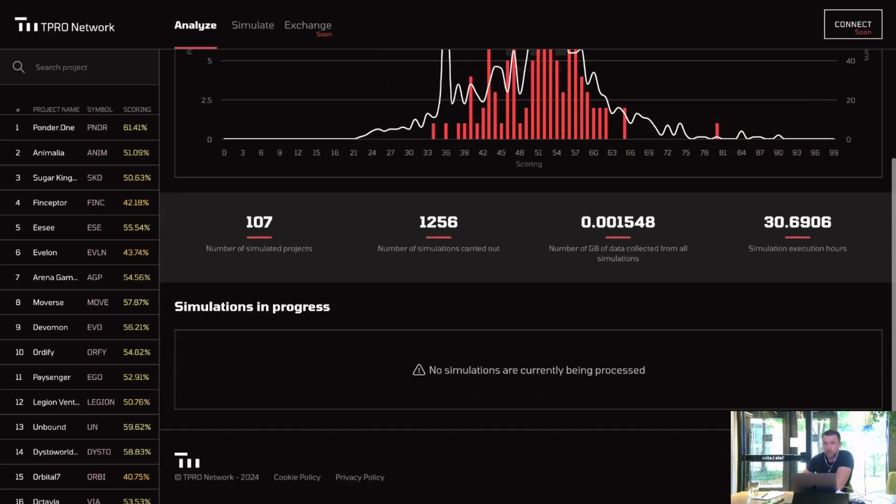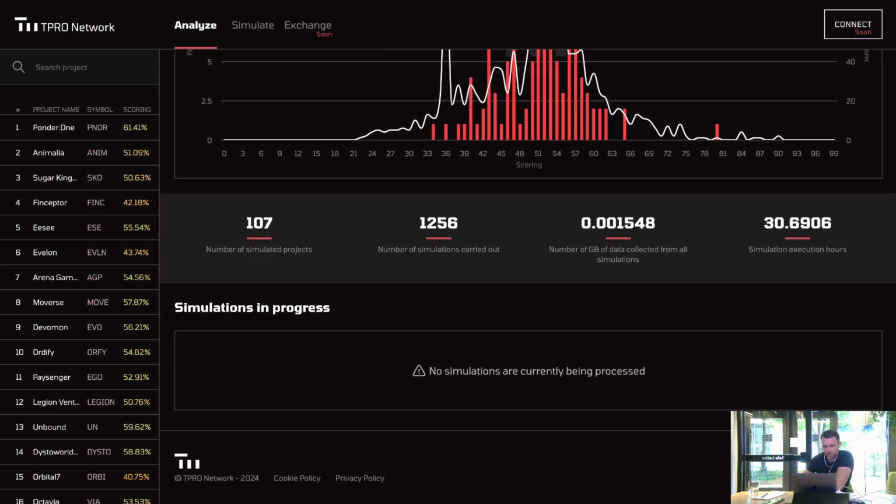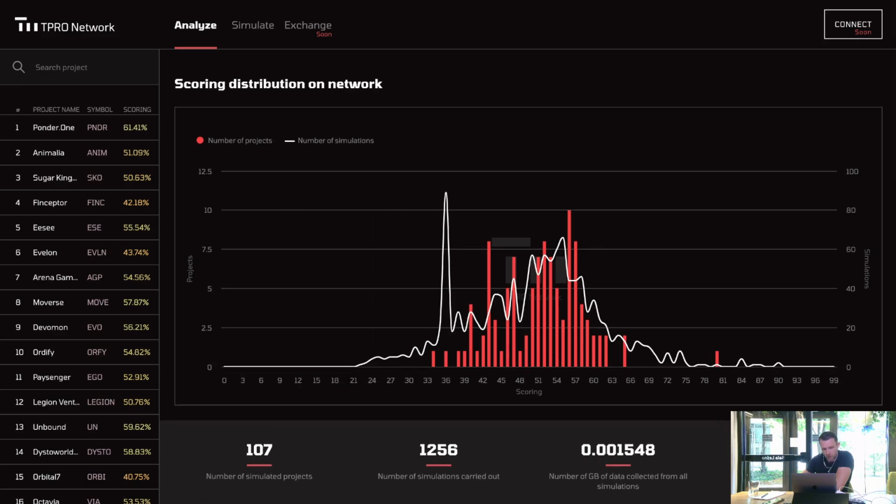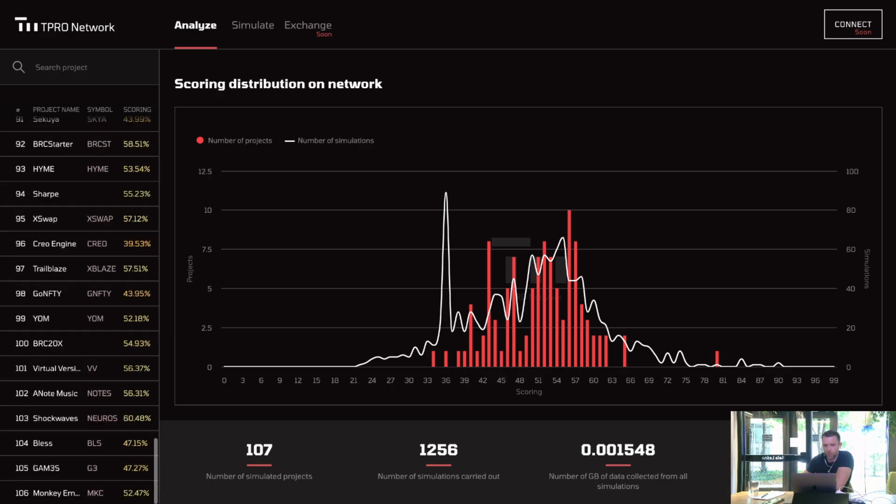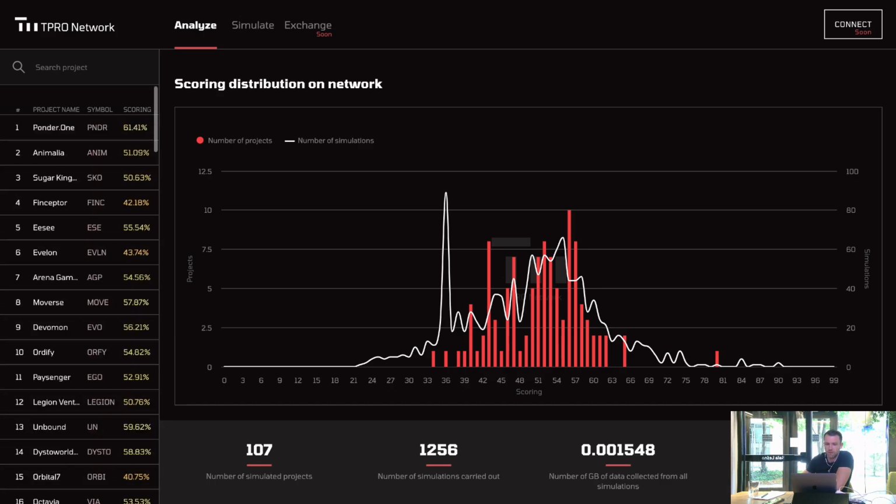Here we will have a little bit more on the home screen, like for example simulations in progress, but also recent simulations and so on. But for now, let's focus on the simulation side of things. Here on the left side, as you can see, we have a list of all of the projects simulated. Most of them are projects that are already on the market. Some of them are projects that are basically results of our simulations that we just tested.